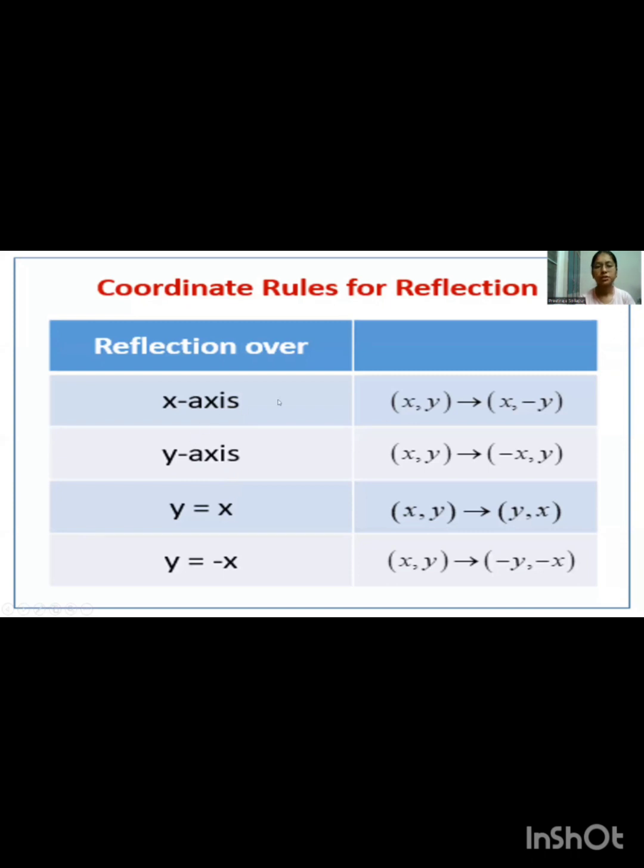Coordinate rules for reflection. Reflection over the x-axis: (x, y) goes to (x, -y). Y-axis: (x, y) goes to (-x, y). Y equals x: (x, y) goes to (y, x). Y equals -x: (x, y) goes to (-y, -x).